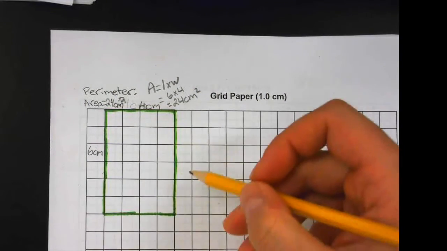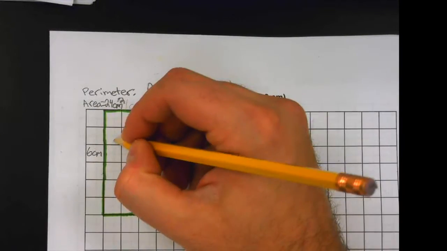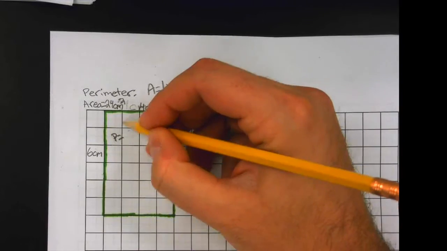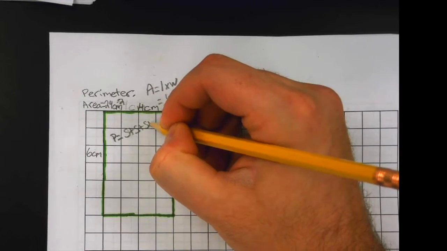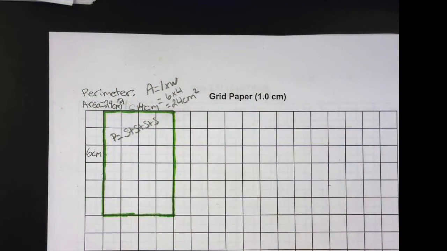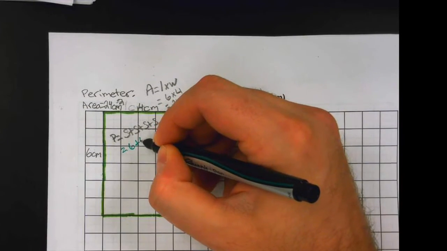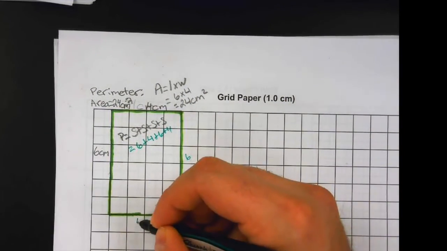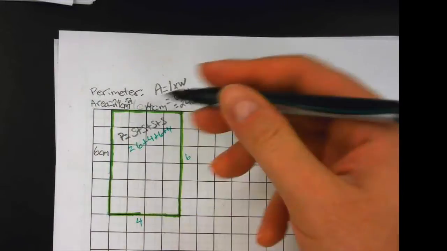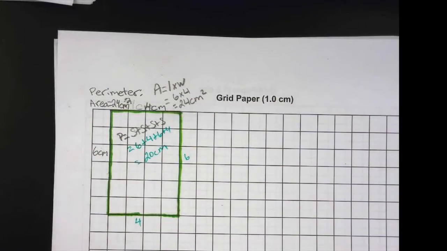And the perimeter is how many centimeters? 20 centimeters. So perimeter is all the sides added together. So we can write side plus side plus side plus side. Let's make this a little more visible. And the sides are 6 plus 4 plus 6 plus 4. Remember, this is 6 and 4 because it's a rectangle and the opposite sides are exactly the same. Gives us a perimeter of 20 centimeters.